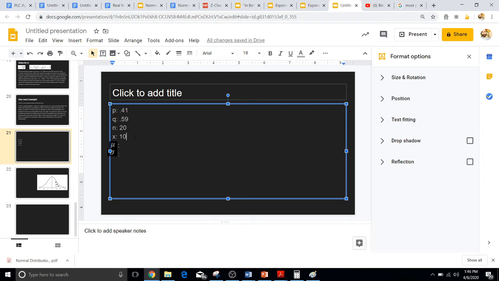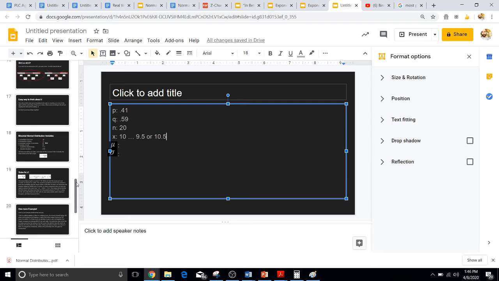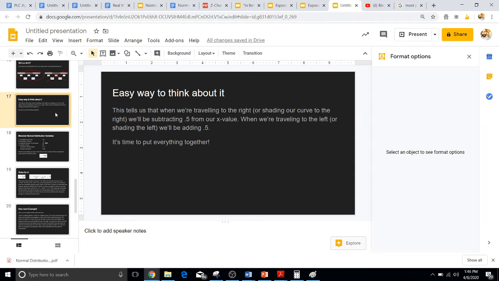Now we need to determine, is our 10 going to be a 9.5 by subtracting 0.5, or is it going to be a 10.5 by adding 0.5? Well, if we actually go back to our notes, we can find the answer to that really quickly. So as mentioned before, it says an easy way to think about it is that when we are traveling to the right or shading our curve to the right, we will be subtracting 0.5 from our x value. When we are traveling to the left or shading to the left, we will be adding 0.5.